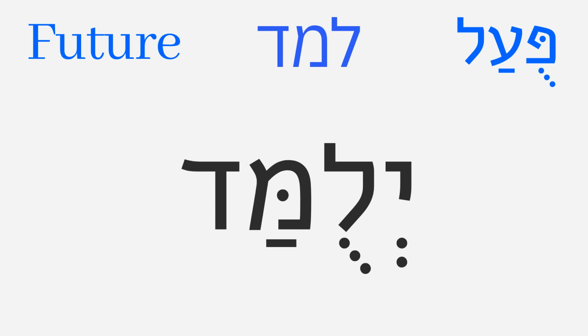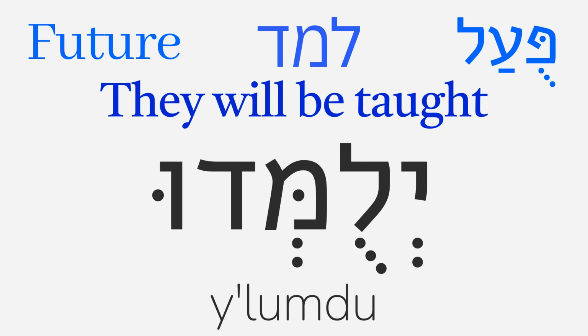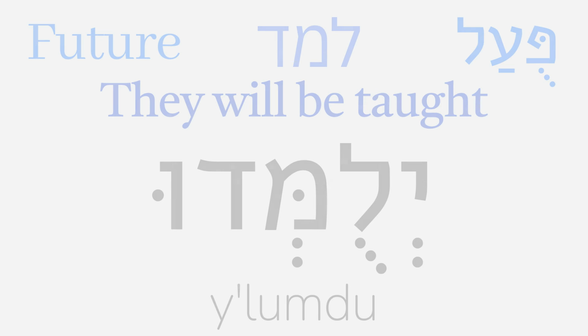Taking yalumad, he will be taught, we'll again shorten that patach to a shva and add u to make yalumdu. They will be taught. Let's say she is confused.